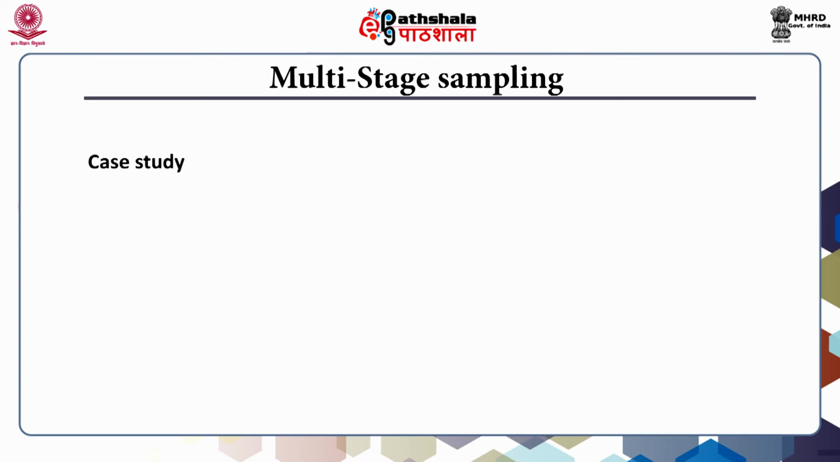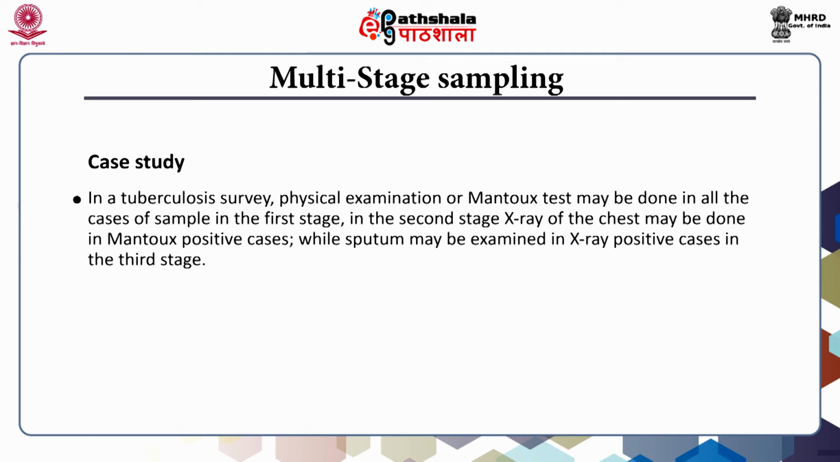A case study on multi-stage sampling. In a tuberculosis survey, physical examination or Mantoux test may be done in all the cases of sample in the first stage. In the second stage, X-ray of the chest may be done in Mantoux positive cases, while sputum may be examined in X-ray positive cases in the third stage.